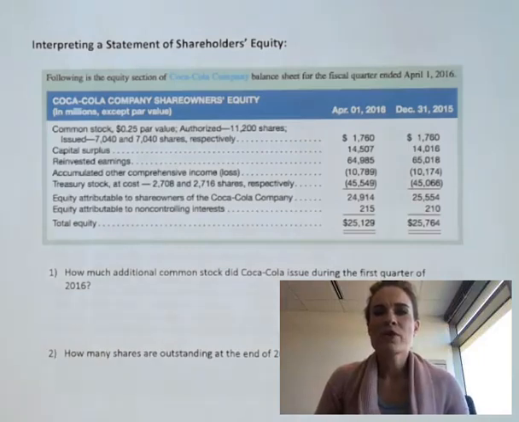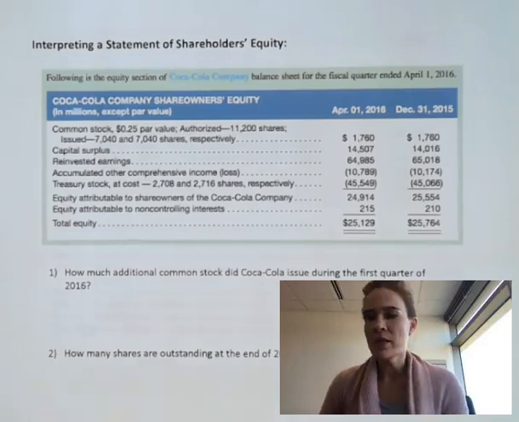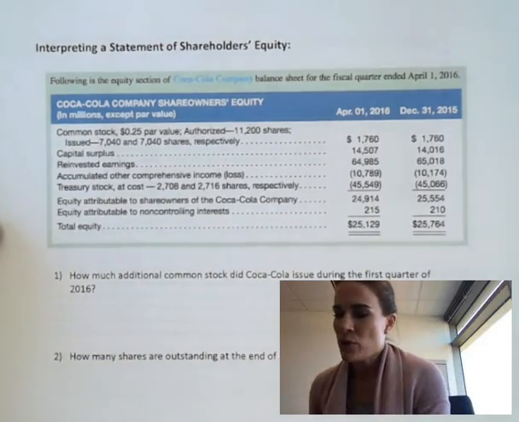So what we're going to do in this first homework example is interpret a company's statement of stockholders' equity so we can get an idea of what the company has done as far as transactions that affect their equity during the period. So what we're going to look at here is an example with Coca-Cola.